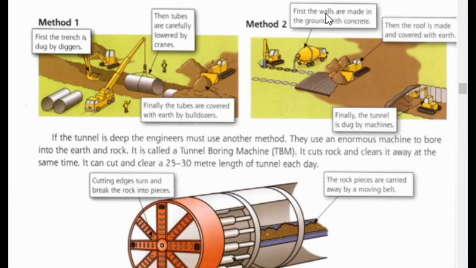First, the walls are made in the ground with concrete. Look, they are made with concrete here. These are the walls. Look here. Then the roof is made and covered with earth. Look at the roof. This is the roof. Can you see the roof? It starts here and ends here. This is the roof. And then it is covered with earth.